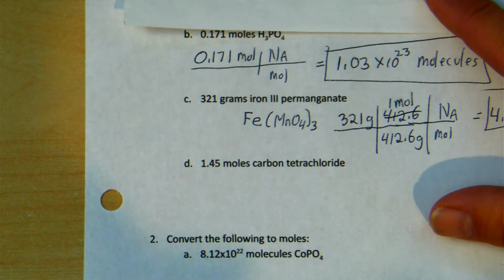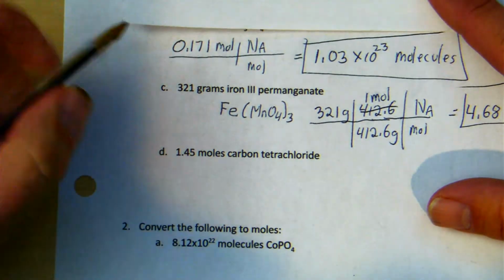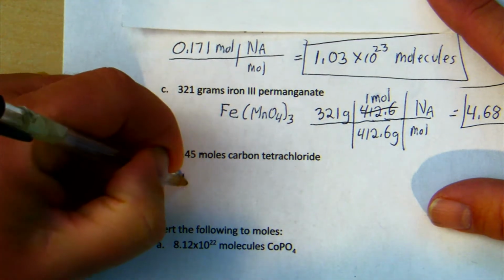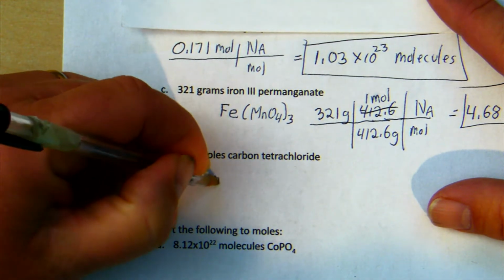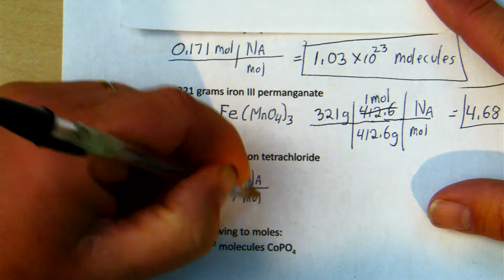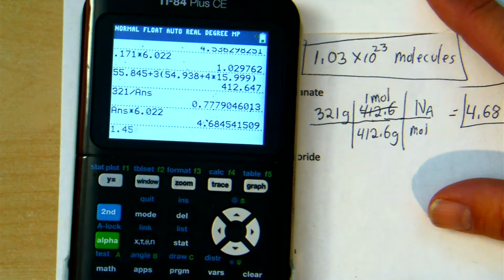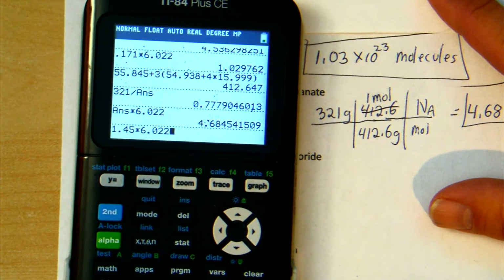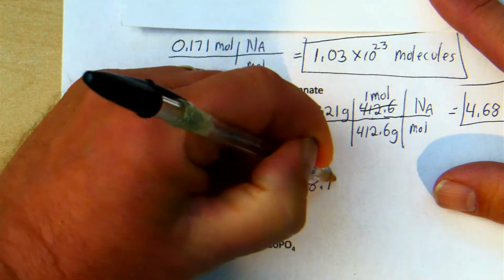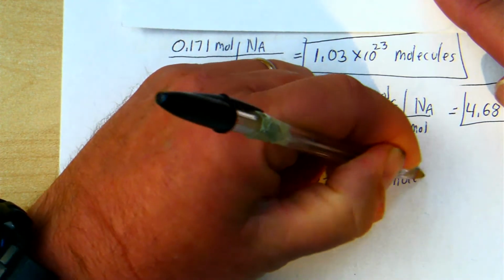Letter D, 1.45 moles of carbon tetrachloride. I don't care what the gram formula mass is for carbon tetrachloride because I'm just using Avogadro's number. 1.45 moles times Avogadro's number per mole is 1.45 times 6.022 is 8.73 times 10 to the 23rd power molecules.